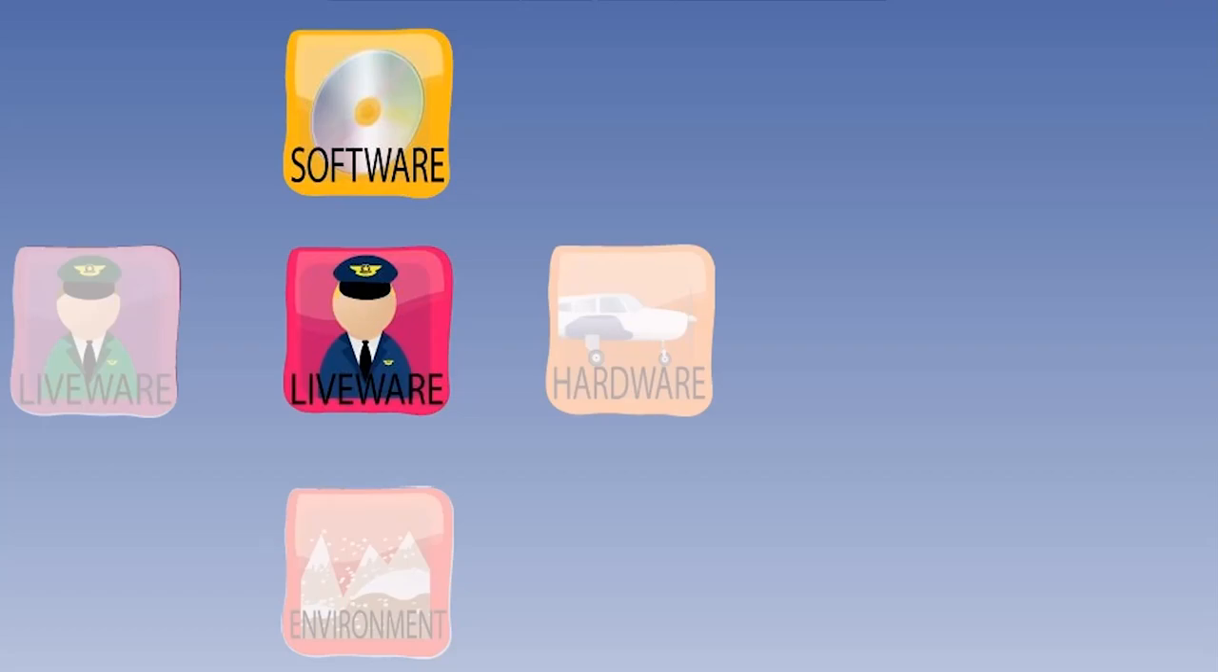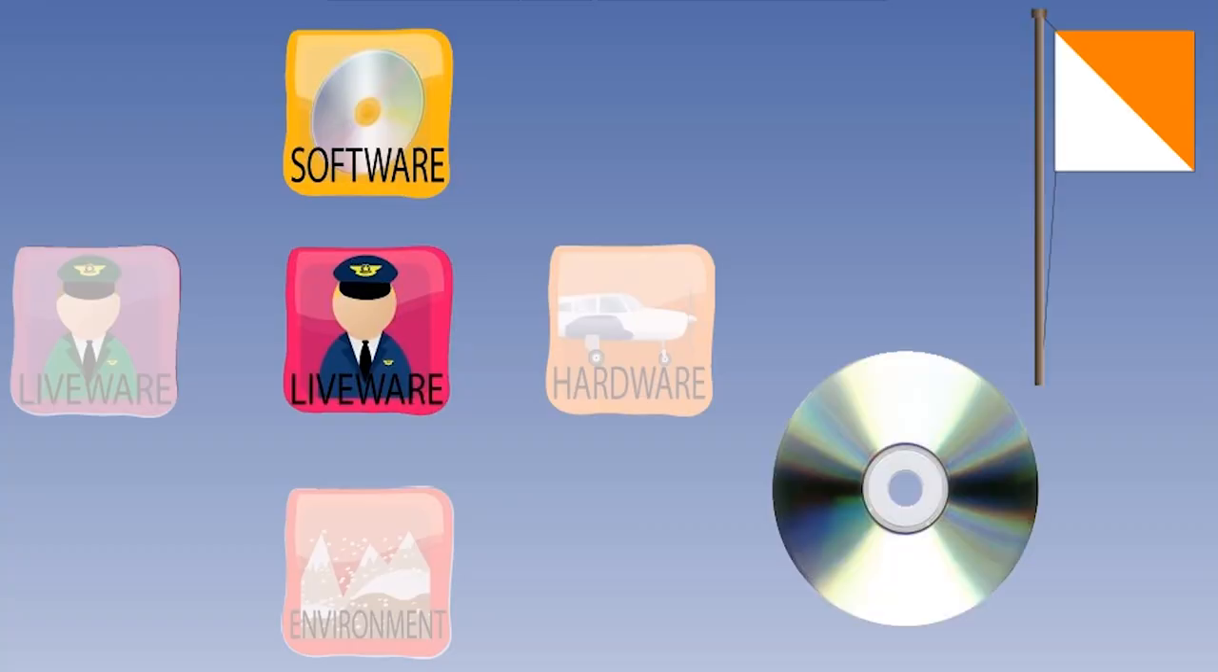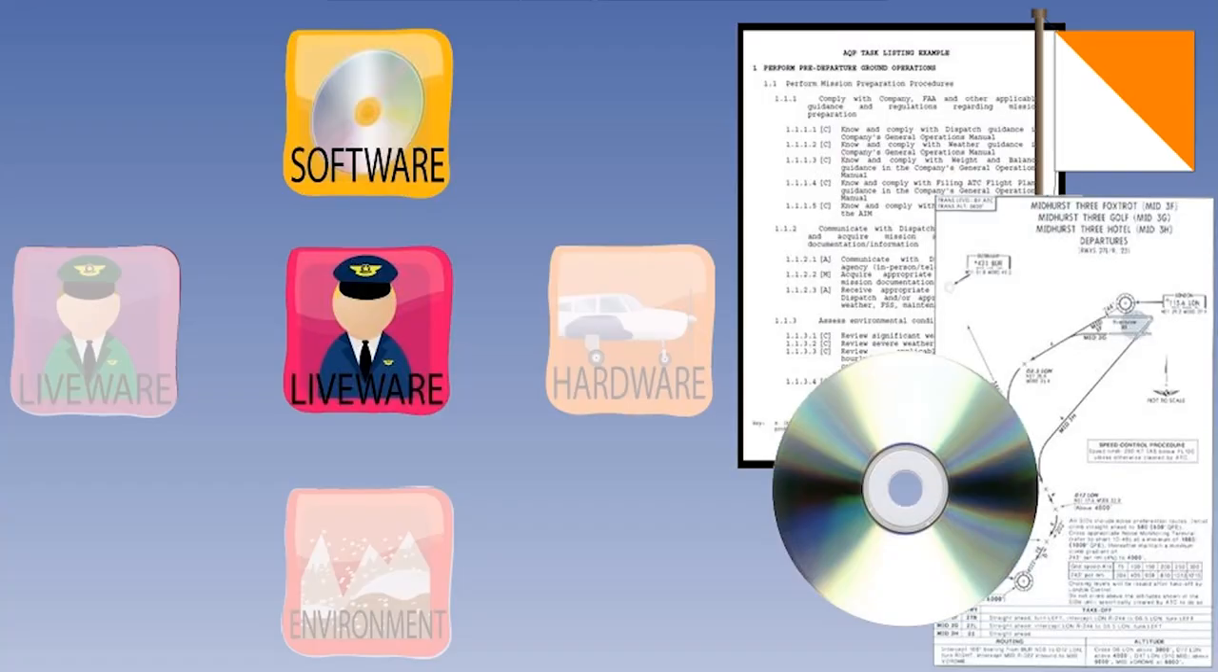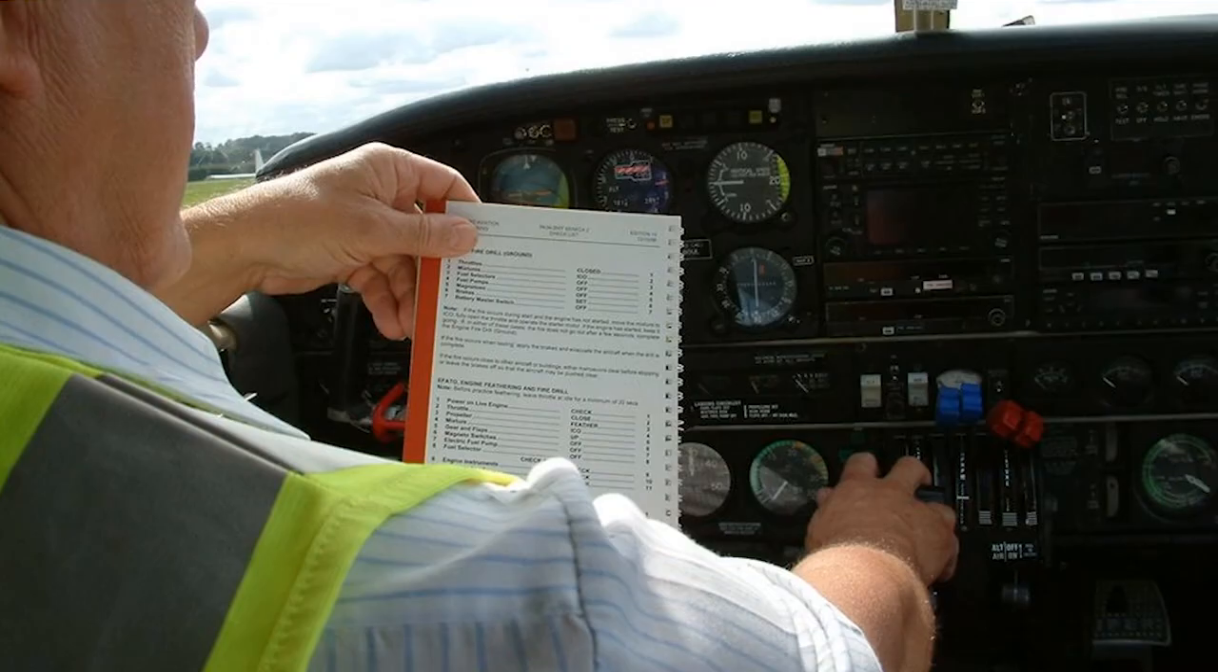In the shell model, software refers to the non-physical aspects of ergonomics. Things like airport symbology, computer programs, standard operating procedures, and checklists. Probably the most important part of software is the checklist.